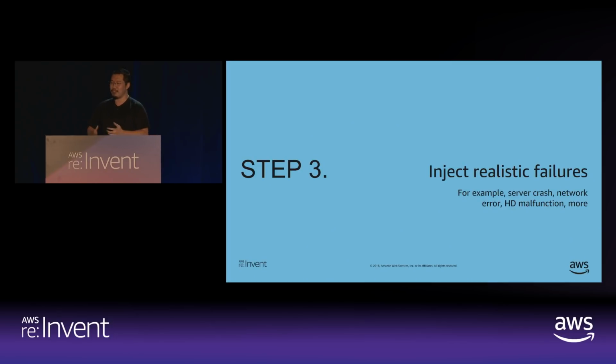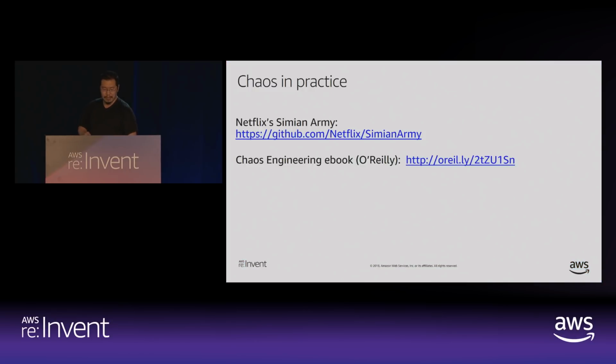The next step would be to actually go ahead and inject some failures into your system. And this is where Netflix's Simian Army is a great tool for doing that, especially if your application runs on VMs, or perhaps on containers.